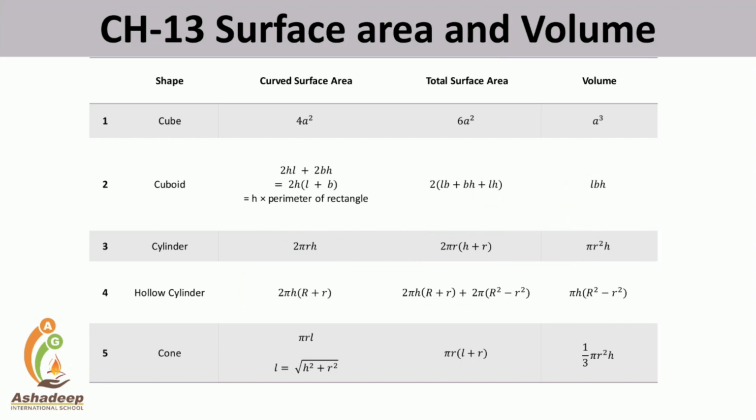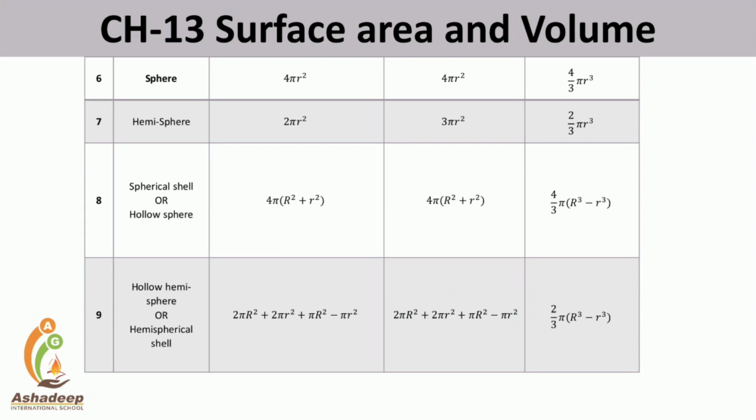Right, now cone. Curved surface area is pi rl, total surface area is pi r in bracket r plus l, and what is the volume? This is the volume, 1/3 pi r square h. Okay, now let's move ahead. Now sphere. In the sphere, the curved surface area and the total surface area remain the same, and the volume is 4 by 3 pi r cube.